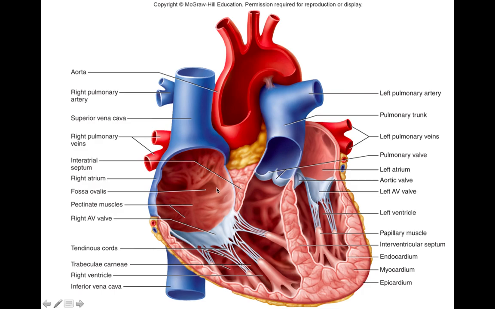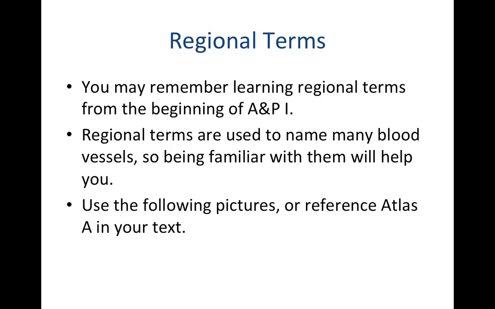While we're in the right atrium, let's take a look at this fossa ovalis. This is a remnant from when the heart had an opening in between the right and left atria, allowing that atrial blood to mix between the right and the left sides of the heart. Before birth, the infant or the fetus is not using its lungs for oxygen. It uses the placenta. So there's no need to separate the right and the left sides of the heart.